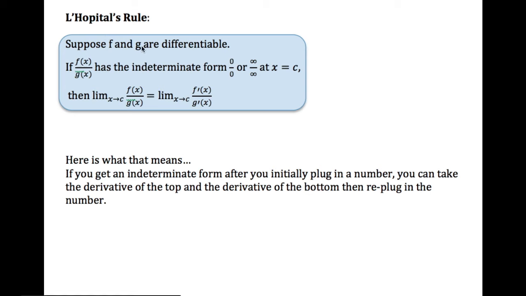So here's what L'Hopital's rule says. You have 2 functions, f and g. You have to be able to calculate their derivative. If the quotient f over g has the indeterminate form like 0 over 0 or infinity over infinity when you plug in the number, then the limit of the thing I give you is the same as the limit of the derivative of the top and the derivative of the bottom. So again, here's what that means. If you get an indeterminate form after you initially plug in a number, all you have to do to solve that limit is take the derivative of the top and the derivative of the bottom and then re-plug the number in. So let's look at some examples.